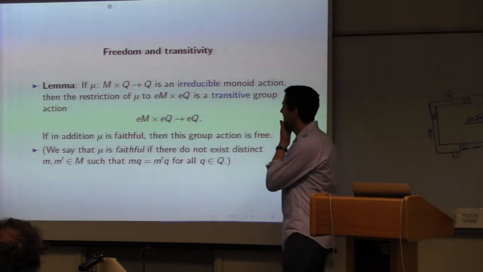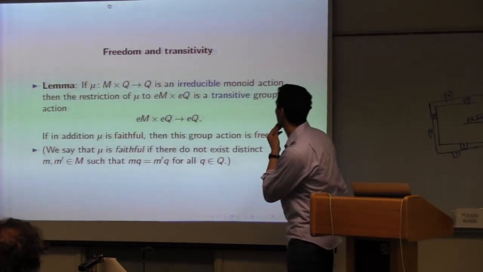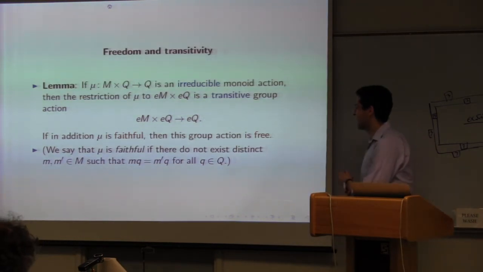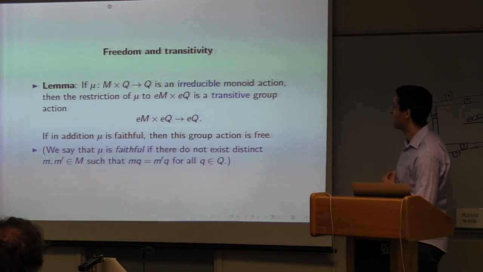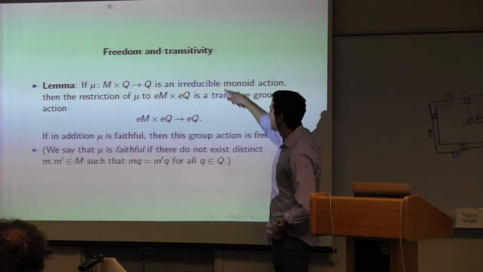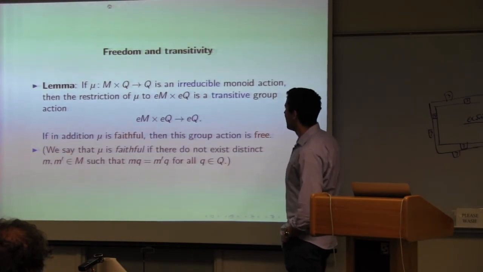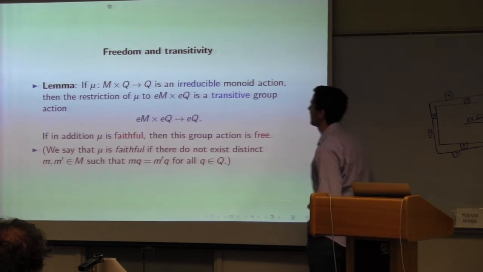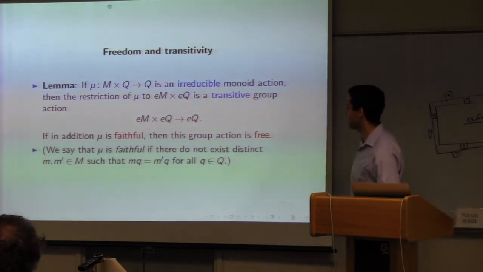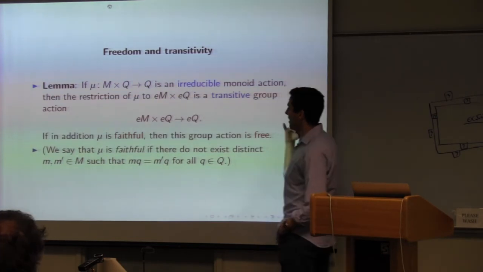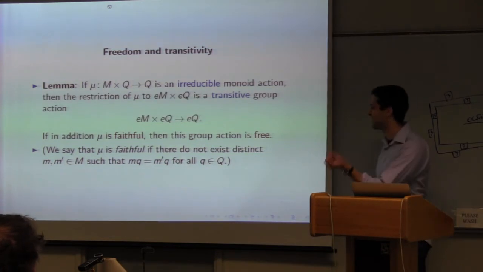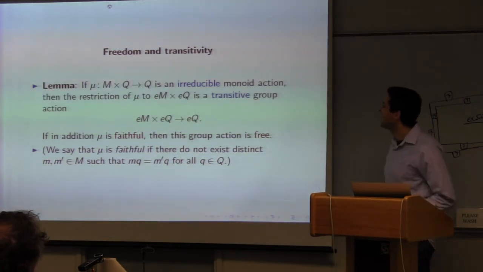There's a very nice property: properties of this monoid action give you corresponding properties of the group action, in a way that's maybe stronger than you would at first think. So if you have an irreducible monoid action, then your group action is transitive. So you can get from any state to any other state by applying a group element. And if your monoid action is faithful, then the group action is free, meaning there's a unique way to get from any element to any other element.